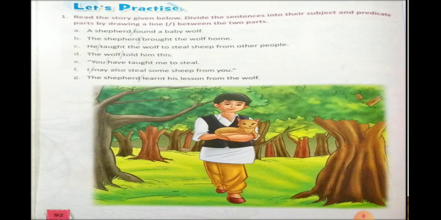Number F. I may also steal some sheep for you. So who may steal sheep for him? I. So I is the subject. After I, draw a slanted line. May also steal some sheep for you is your predicate. Last one, that is number G. The shepherd learnt his lesson from the wolf. So who learnt his lesson from the wolf? The shepherd. So again, after the shepherd you will draw a slanted line as it is the subject. Learnt his lesson from the wolf is your predicate.